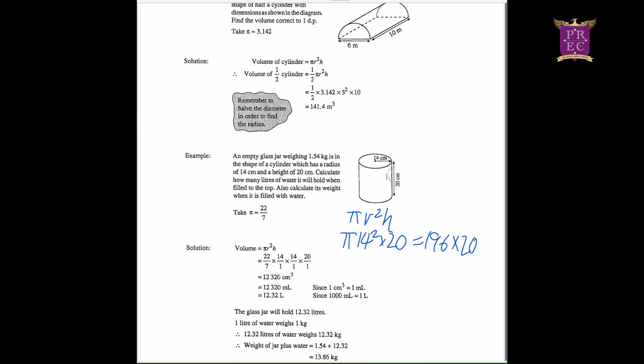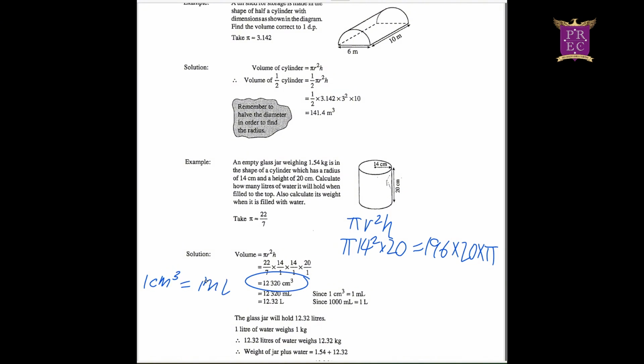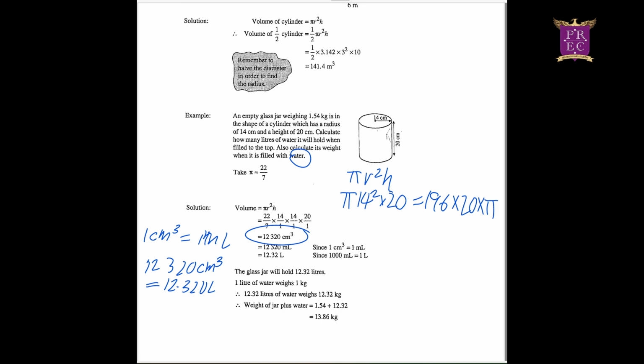196 times by 20 times by pi, and then see what amount you get, which is 12,320 cubic centimeters. Convert that into milliliters because 1 cubic centimeter is 1 milliliter. And remember, they're talking about water. So when it's talking about water, you can always equate 1 cubic centimeter to 1 milliliter. So we get 12,320 cubic centimeters, which is 12.32 liters. That's it.